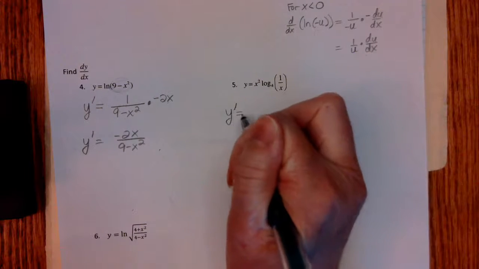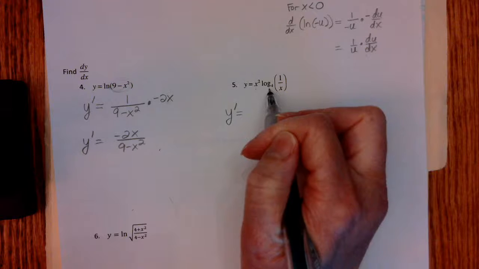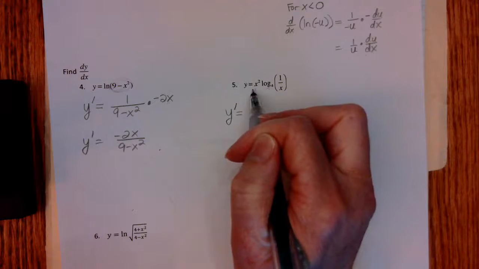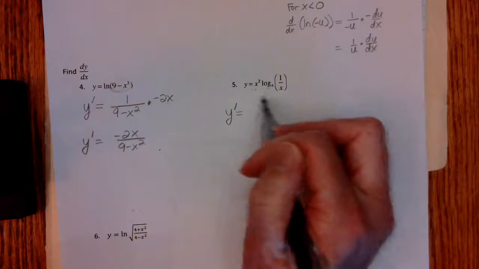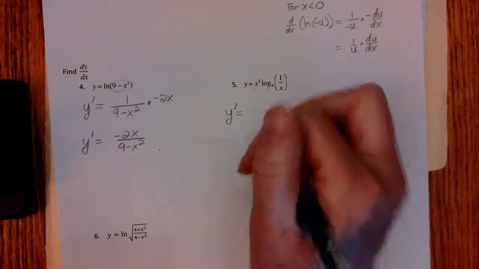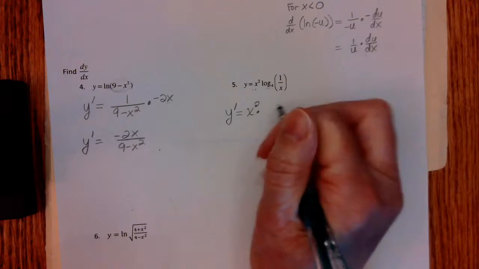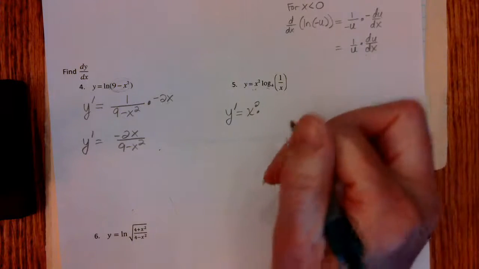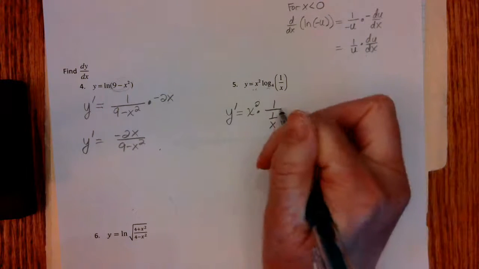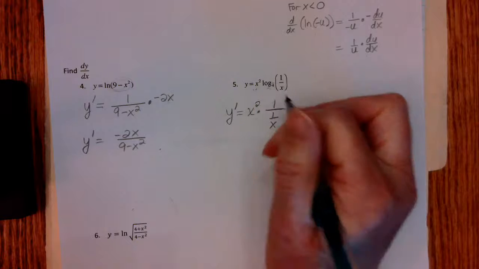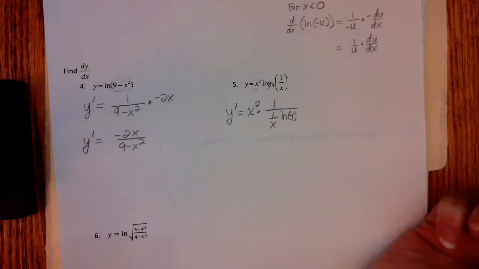For y prime, I have a quadratic times a logarithm. Because I see a product and the log is part of the product, that means that the product rule dominates for this derivative. I'm going to keep x squared as is. Then I'm going to do the derivative of the logarithm: 1 over the stuff that you have inside. A little extra because my base is not e, so I'm going to say times the natural log of 4.